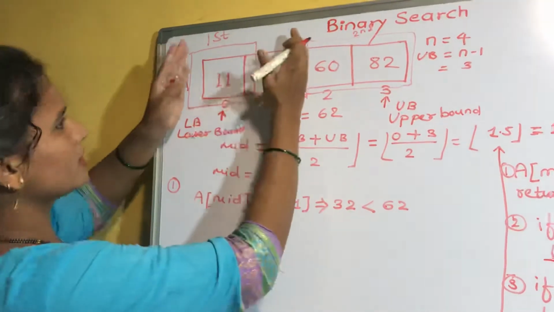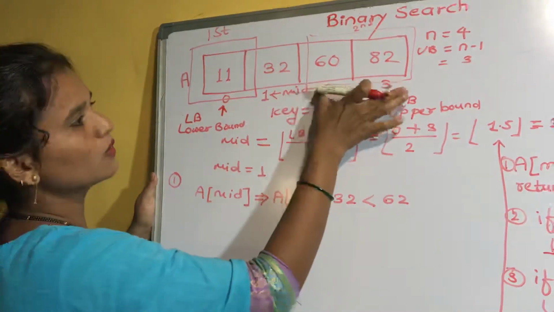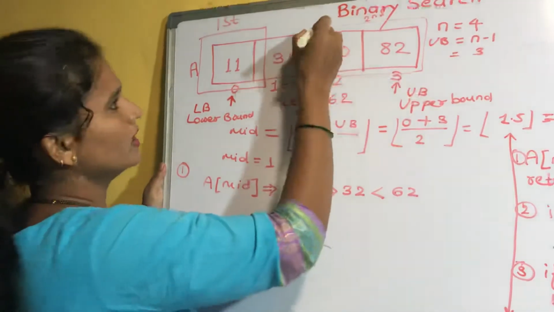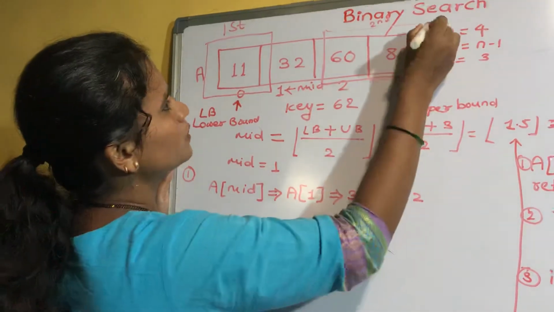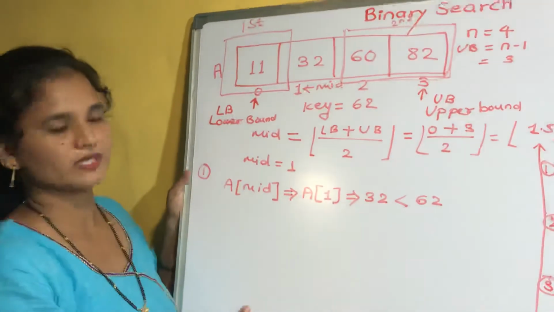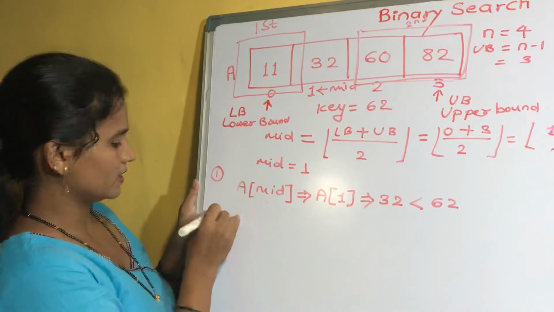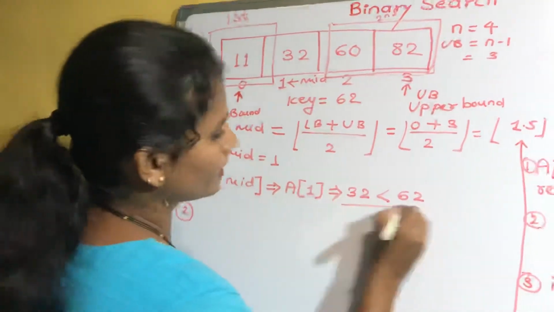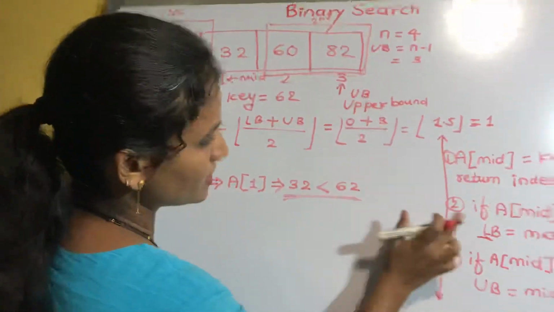So we'll just ignore this part and only consider this array now. This is our new sub-array, or new searching space. Now see, in the second part this is our condition. So this condition matches with this one.